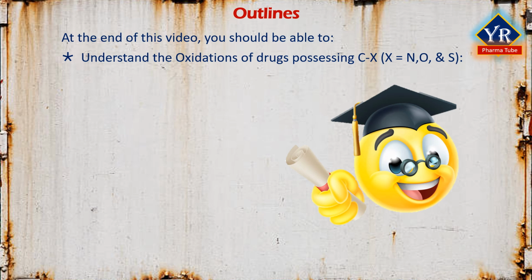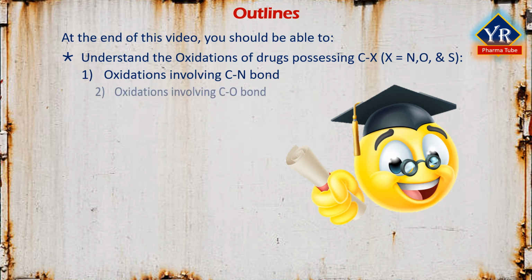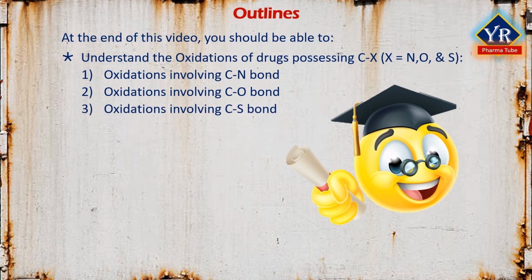Thus, these reactions are of mainly three types. Number 1, oxidations involving carbon-nitrogen bond. Number 2, oxidations involving carbon-oxygen bond. And number 3, oxidations involving carbon-sulfur bond. In this lecture, we will learn about the first type, that is the drugs possessing carbon-nitrogen bond.